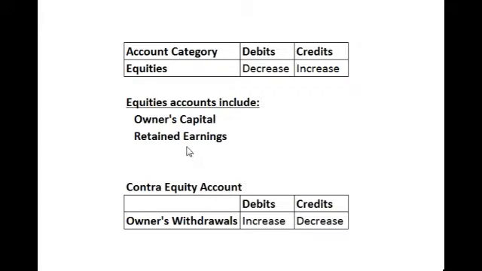Now the retained earning, what it is, it just means income for corporations. So don't worry about that for now, but we will talk about that at a later time.